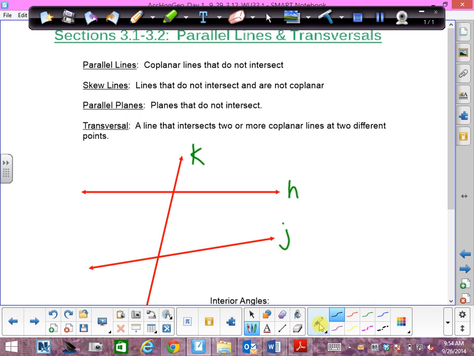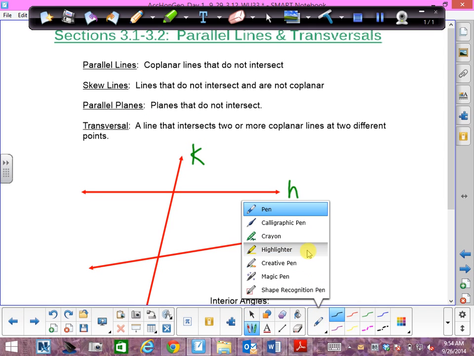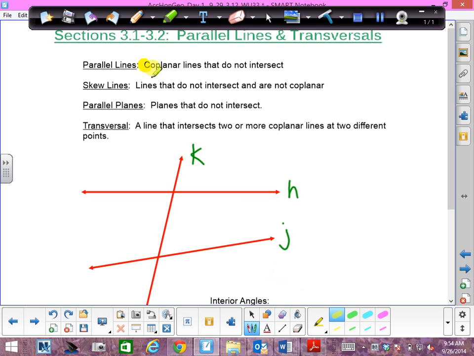So we know what parallel lines are, but more specifically, we want to remember that they are coplanar. They're coplanar lines that do not intersect. They have to fall in the same plane. Then skew lines do not intersect and are not coplanar. So they have to be on totally separate planes. They can't be on the same plane if they're skew. That's like a line going across the ceiling in my classroom and the floor of my classroom, and they're never going to intersect each other.